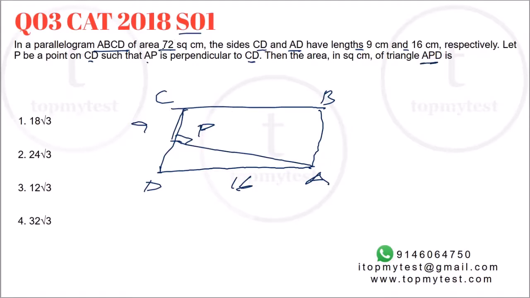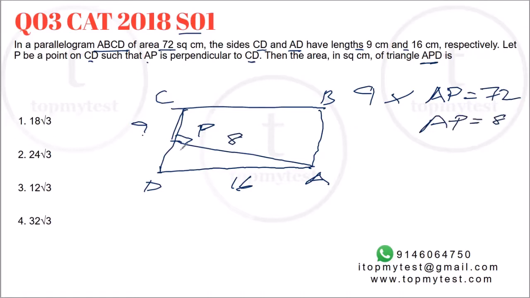The area of the parallelogram is 72. What is area? Area is base into height. So 9 into height, height will be AP, equals 72. What will be AP now? 9 into AP will be equal to 72. So AP should be equal to 8.